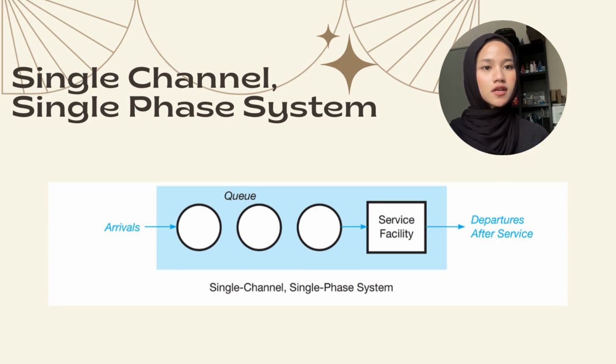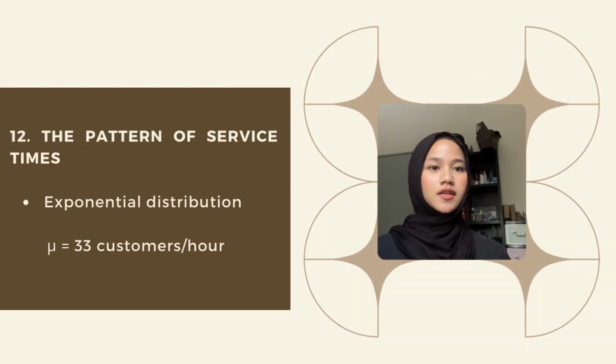When the customer arrives at the Family Mart, they queue in the waiting line until they are served by the cashier at the counter. Lastly is the pattern of service time. The assumption is that the service time follows the exponential distribution, where mu is equal to 33 customers per hour.